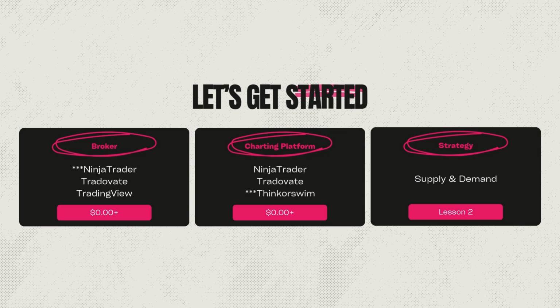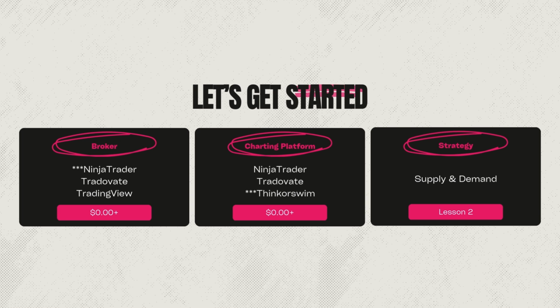To start trading, you need a broker, a charting platform, and a strategy. Now, the strategy is going to be covered. It's called supply and demand. That's going to be in lesson 2. But if you don't have one already, you need to set up a broker and a charting platform. I gave you some examples of what you can use here. The top ones that I would suggest, I put 3 asterisks beside the ones that I currently use.